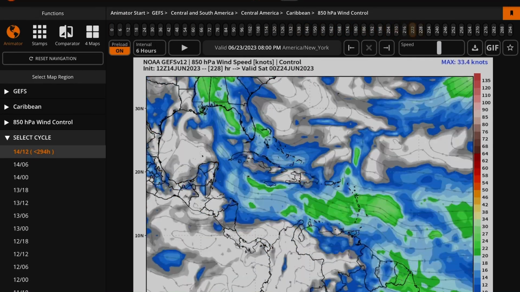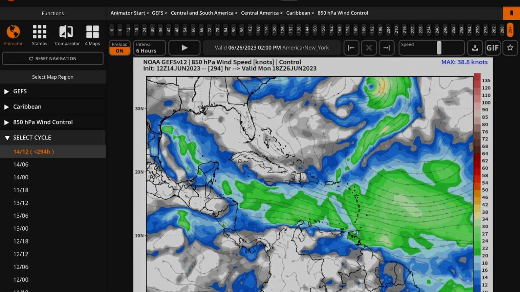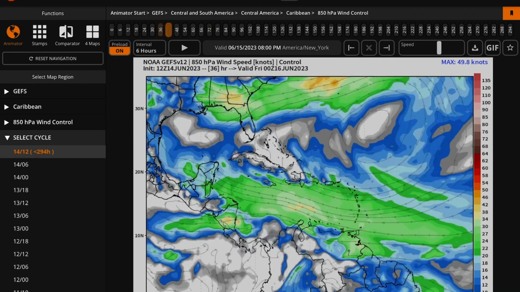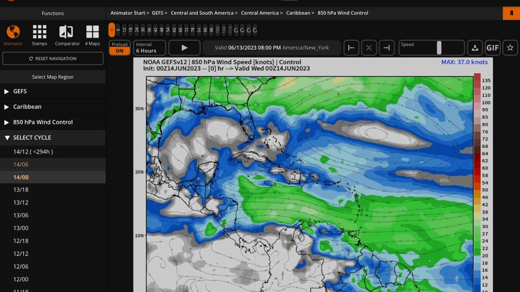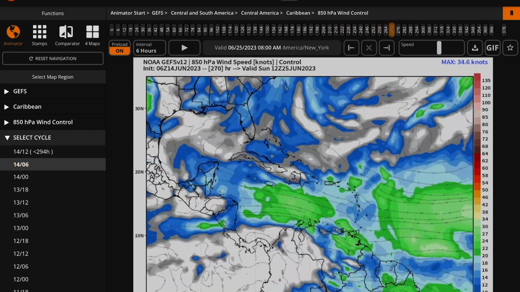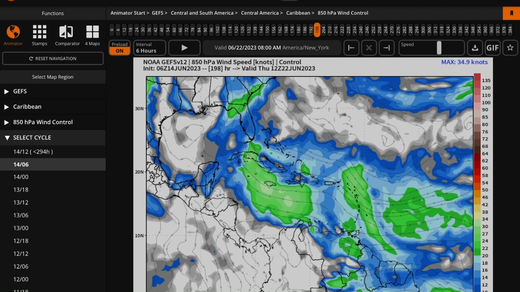So for the wind control, they definitely do show that MDR system becoming a tropical storm, or at least an organized low in the newest run. And for 06Z, they kind of do show a low forming by Florida around right here. You can see that in the Gulf.